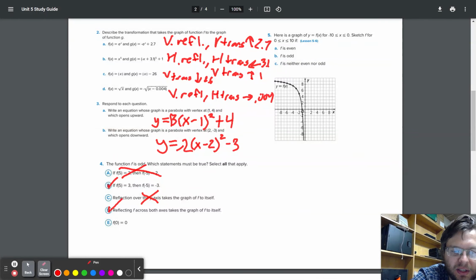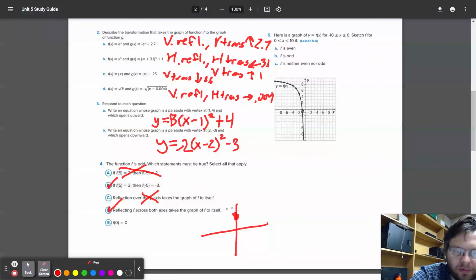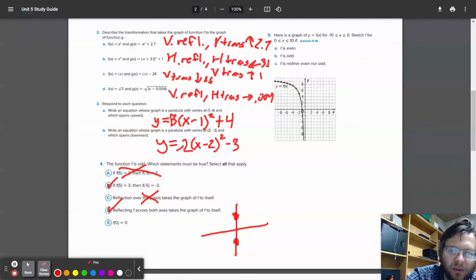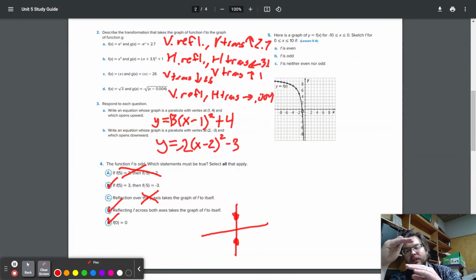And then the last one, f of 0 equals 0. Well, think about if it didn't for a second. Think about if we had f of 0 equals 5. Then we would reflect that over the y-axis. That doesn't do anything. And then we'd reflect it over the x-axis, and that would mean it's down there. So it has to be true that f of 0 equals 0, because if it wasn't true, then you would have two different dots on the y-axis. That's kind of interesting.